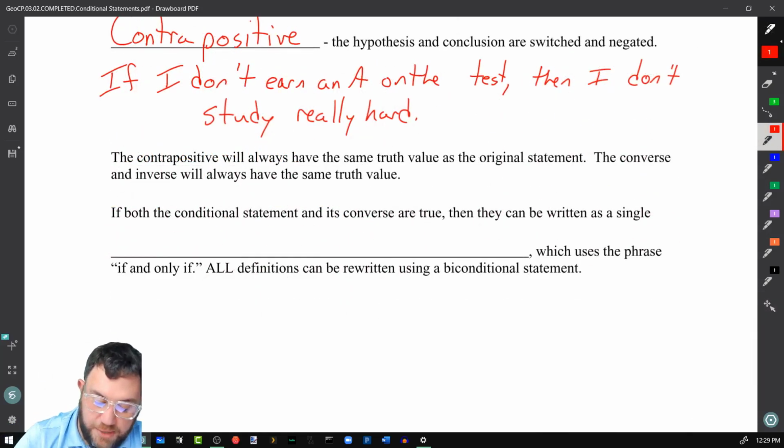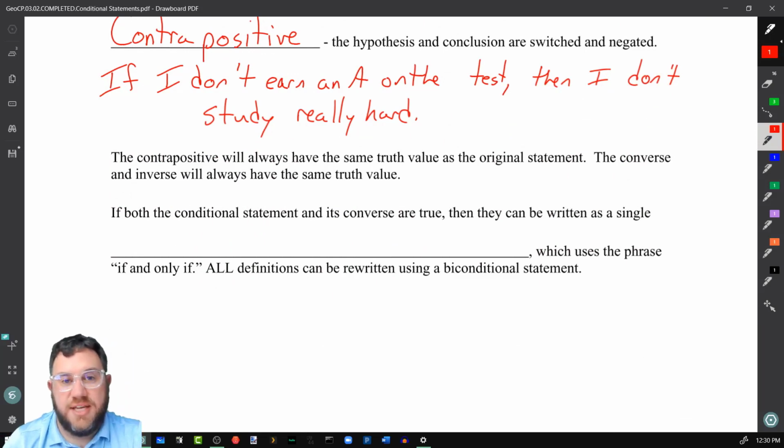Now the contrapositive will always have the same truth value as the original statement. So if the original statement was true, the contrapositive will be true. If the original statement was false, the contrapositive will be false. The converse and inverse also will always be the same. So they'll always have the same truth value.